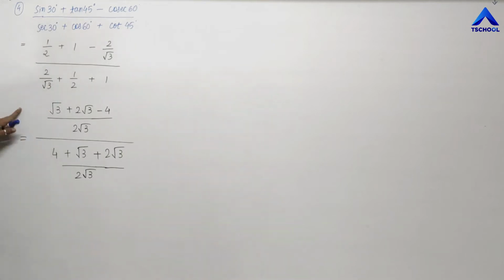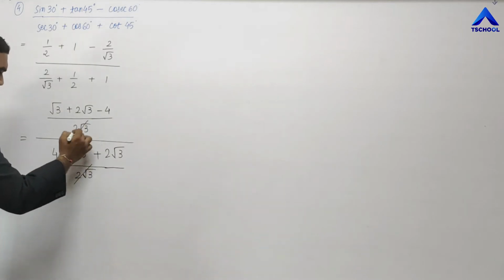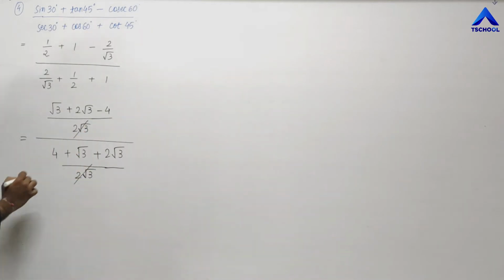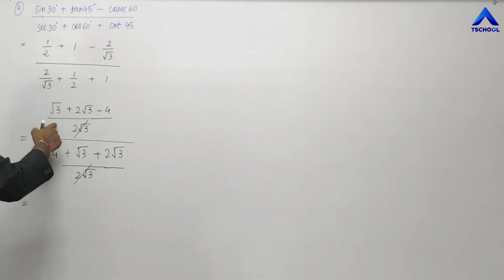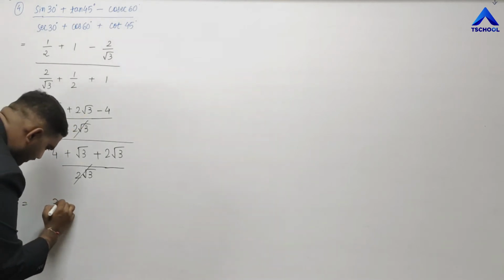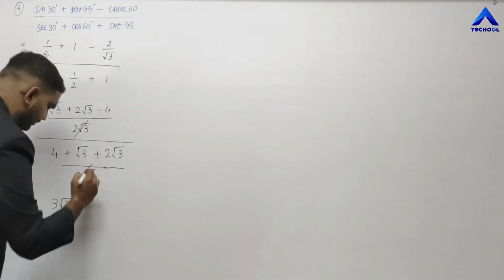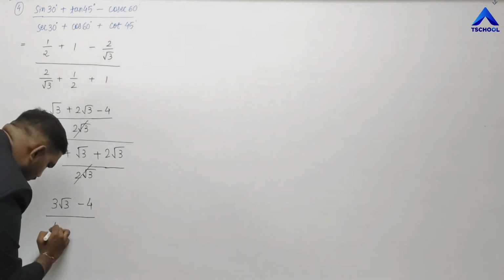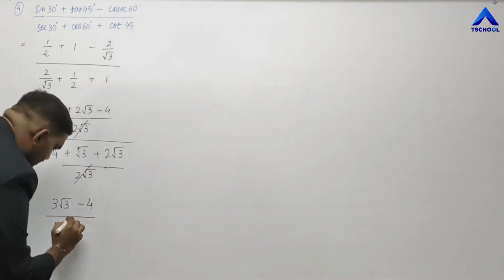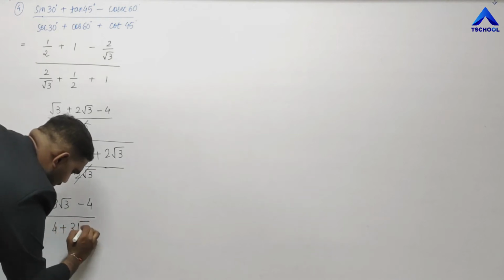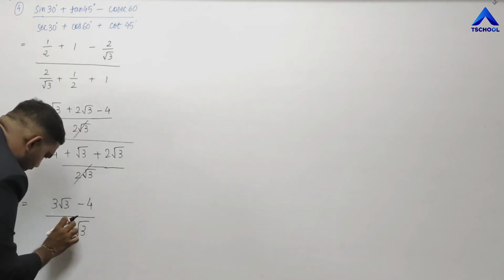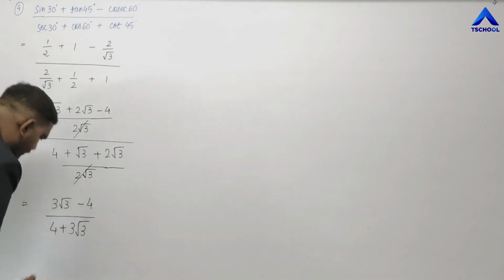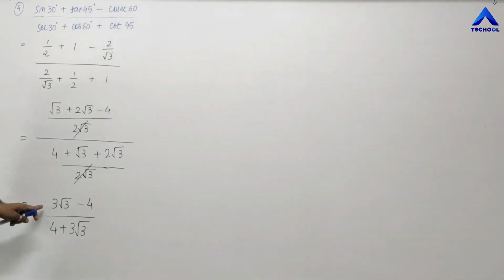After this we are going to write down this step. 2 root 3 and 2 root 3 are cancelled. So what is remaining here? Let us see. Root 3 plus 2 root 3, that becomes 3 root 3, minus 4, whole divided by 4 plus root 3 plus 2 root 3, that is again 3 root 3. Right? So (3 root 3 minus 4) whole divided by (4 plus 3 root 3), that is the final simplification.